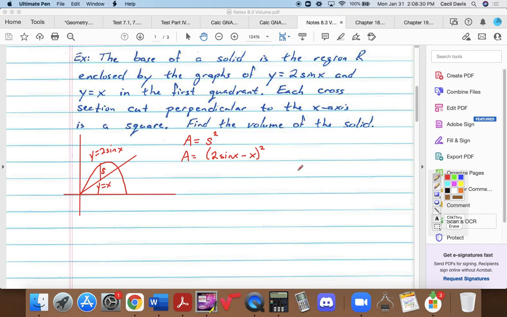So now we've got the area in terms of x. Then the volume will just be the integral of this from wherever they start intersecting to wherever they stop intersecting. So the volume will be the integral of this area, (2 sine of x minus x) quantity squared, dx. Pretty easy to see that they intersect at 0. Not quite so easy to see where they intersect over here. So let's grab a calculator and do that.